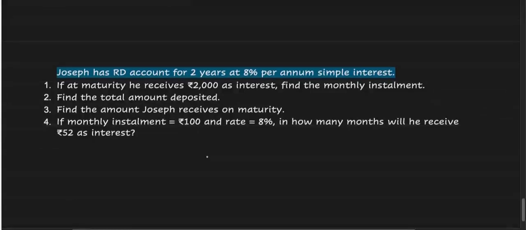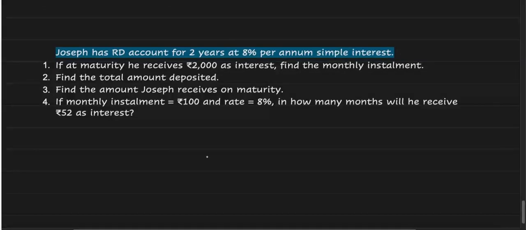Moving ahead with the case study here. Sometimes board exams include case study questions as well. So one scenario with 4 to 5 sub questions will be given. One example we will do here. As you can see on the board, we have a problem. Joseph has a recurring deposit account for 2 years at 8% per annum simple interest. If at maturity he receives 2,000 as interest, find the monthly installment.